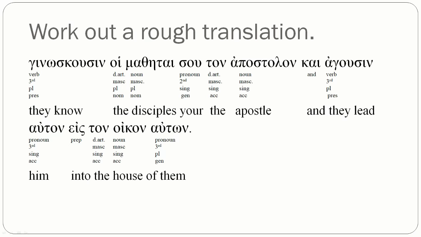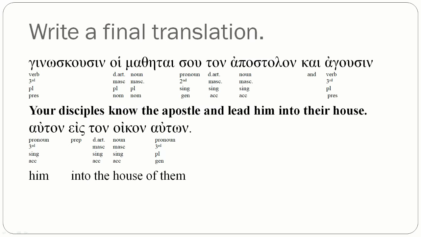Once we get the rough translation, now let's put it all together. Okay. Genoskusin is your verb. You can look for a nominative, and sure enough, right next door is the nominative. So we'll use that as a subject. Okay, hoi mathetai, your disciples. Actually, hoi mathetai su. Okay, the disciples of you is one way to do this, or you can say your disciples. What is it that your disciples are doing? Your disciples know.